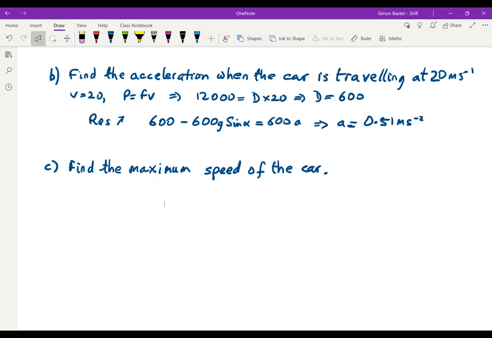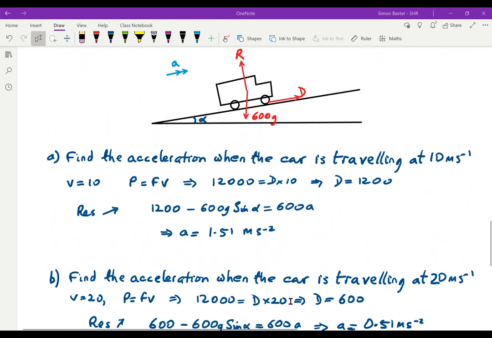So now let's find the maximum speed of the car. Maximum speed of the car, the acceleration will be 0. And so if we go back up to the diagram, if the acceleration is 0, the driving force must be equal to 600 g sine alpha. Driving force upwards, 600 g sine alpha downwards.